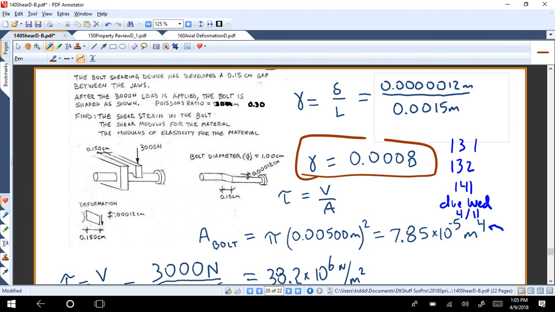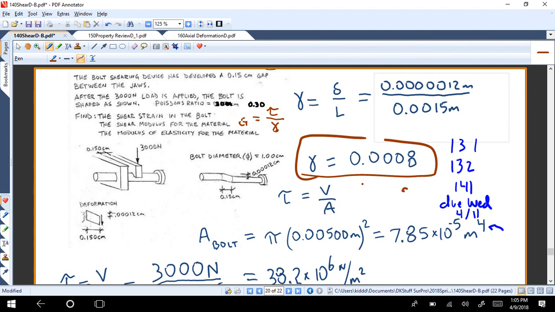Now what the shear modulus is, which letter is that? You all remember? That's G, yeah. And what G equals is tau, which is the shear stress, over gamma, which is the shear strain, okay? So if we want to find G, we've got to find tau because we already got gamma. So what tau is is V over A. V is the shear force and A is the area. So the next thing to do here is to find A, and that's the cross-sectional area of the bolt.